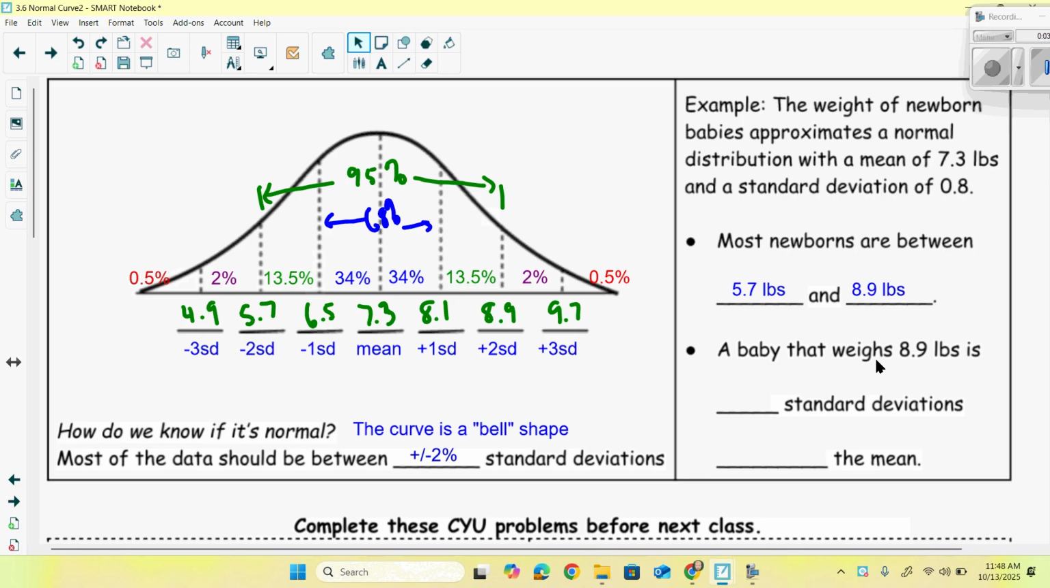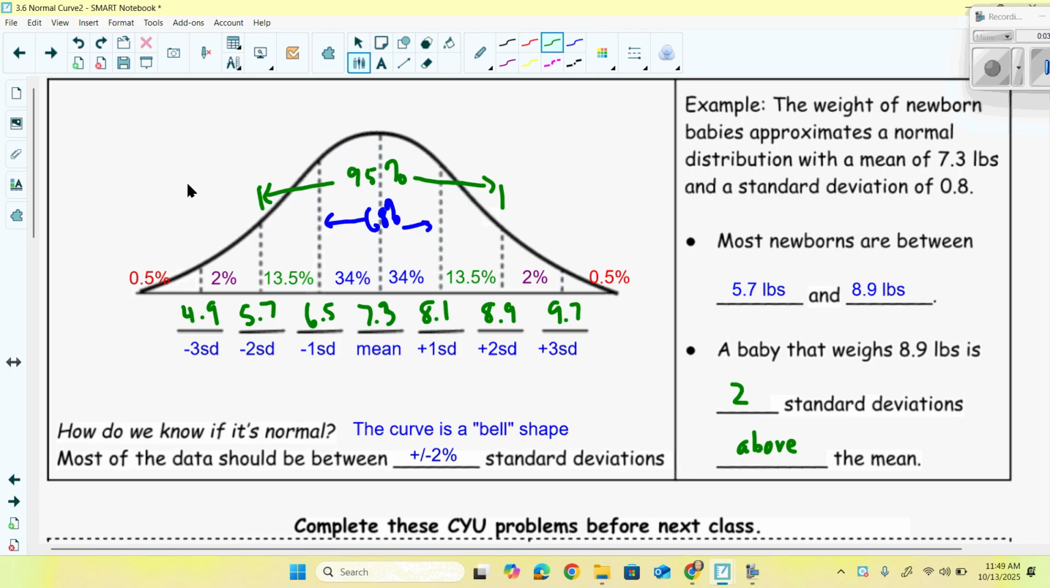A baby that weighs 8.9 pounds is how many standard deviations from the mean? Well, it's 2 standard deviations above the mean.